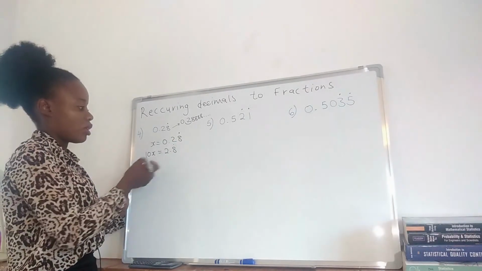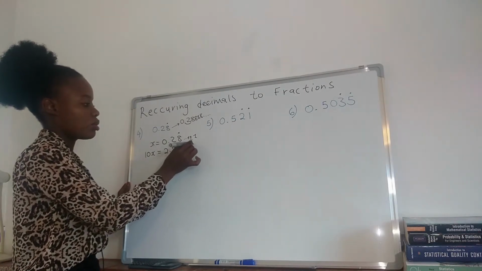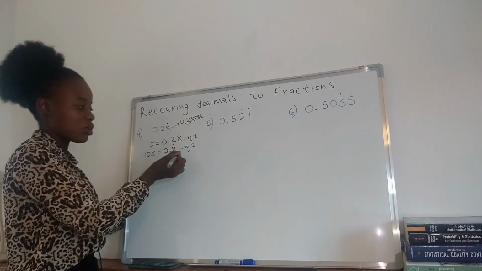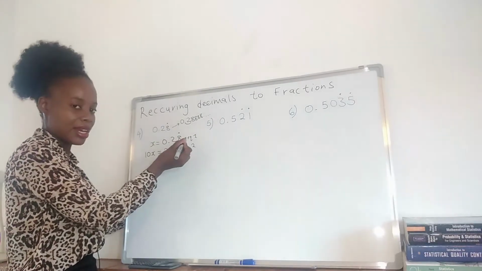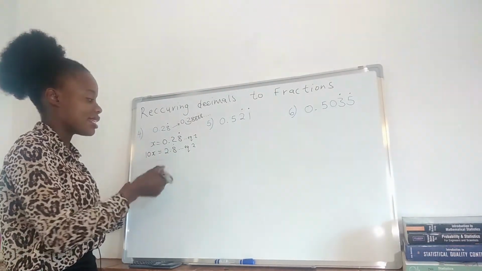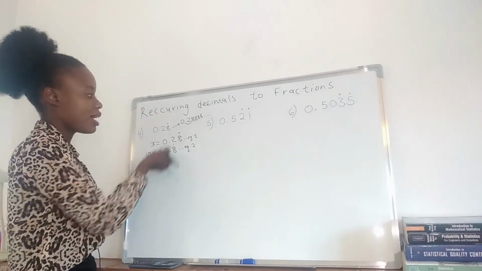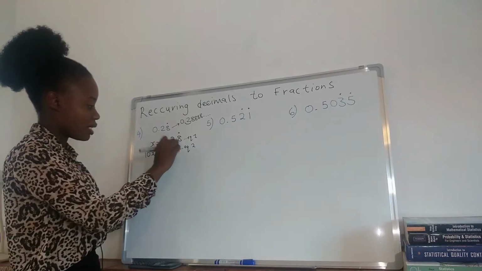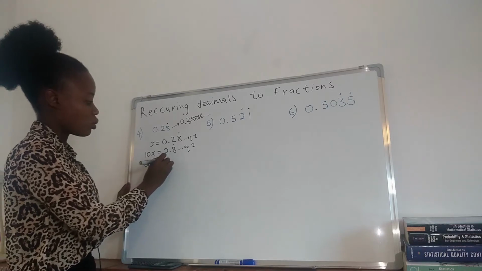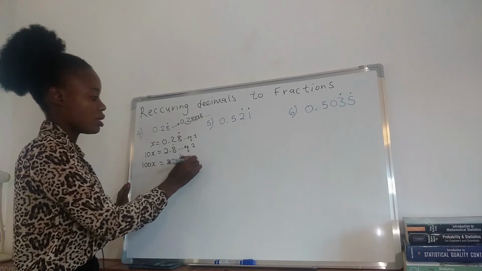Okay, this is equation 2. We can't subtract equation 1 from this one because immediately after the decimal is not a recurring number. We want two equations where immediately after the decimal is a recurring number. So we're going to look for another equation where immediately after the decimal is a recurring number. So we multiply by 10 again, so we're going to have 100x equals 28.8 recurring, which is equation 3.